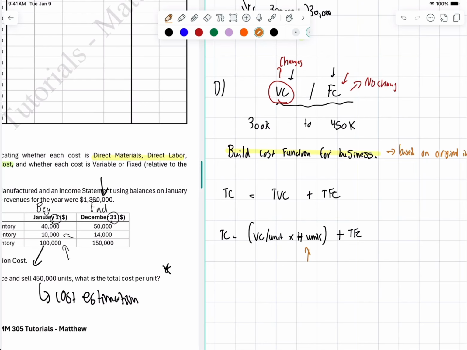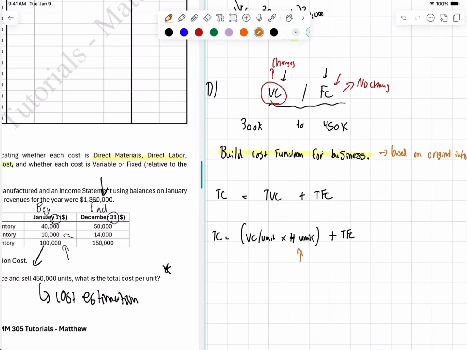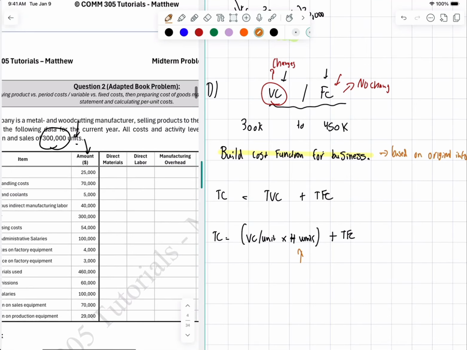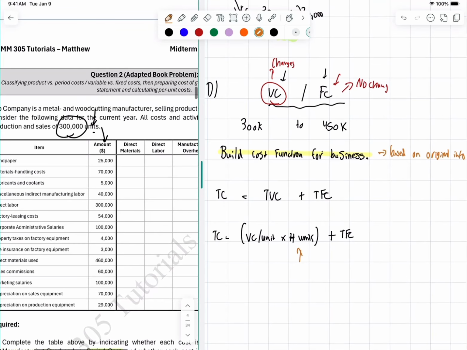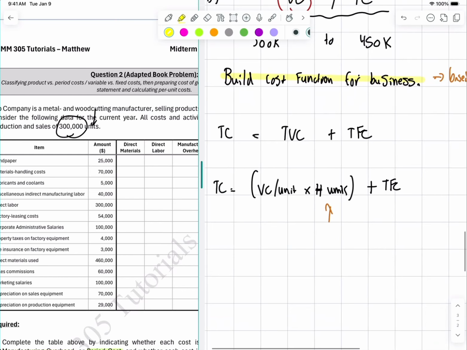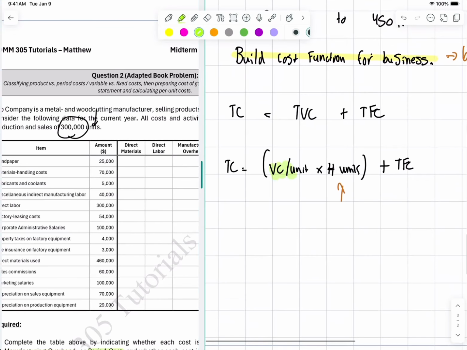And let me explain that again. We want to build our cost function based on the original information of the business, because we need to understand, what's the equation going to look like for 300,000? Specifically, guys, the two elements that we need to calculate are the variable cost per unit. So whenever you're building your total cost equation, you're basically calculating the variable cost per unit based on the original information in the question, and then the total fixed cost as well. All right, because these two figures will never change. And it goes back to what we learned in the theory video, guys.